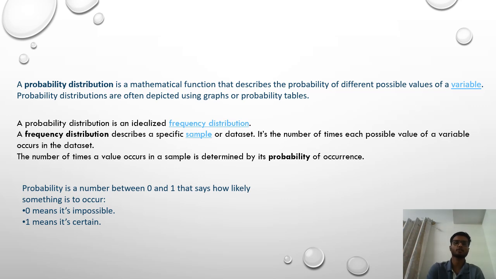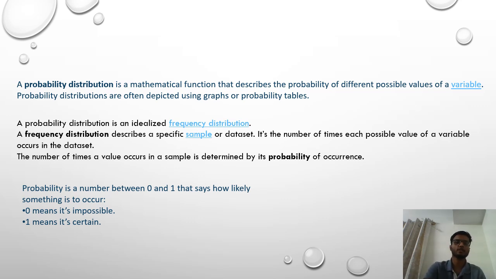A frequency distribution describes a specific sample or a data set. It's the number of times each possible value of a variable occurs in the data set. The number of times a value occurs in a sample is determined by the probability of occurrence. Probability is a number between 0 and 1 that says how likely something is to occur.